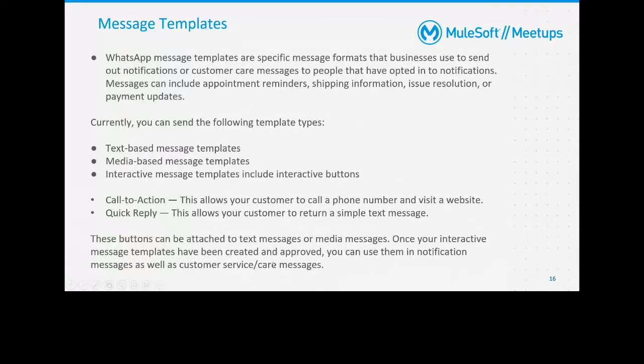Once you create a template, it has to get approved. When I show you, creating one template gets automatically approved. But for business cases, in a production use case, I guess approval will take time. I think they will check that you are not sending spam information or maybe doing some scam. You can use them in notification messages as well as customer service care messages. So basically you can use these templates and buttons in different types of messages, even customer care.